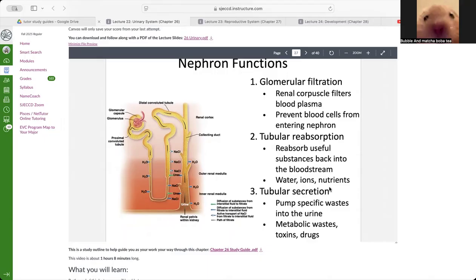Tubular secretion pumps secrete specific wastes into your urine. It has metabolic waste like urea, toxins, and drugs. And over a day, the glomerulus filters 150 liters of blood liquid, but we only excrete 1 to 2 liters of urine.